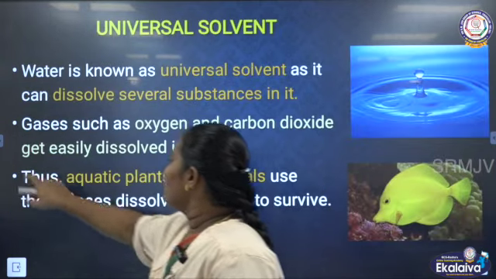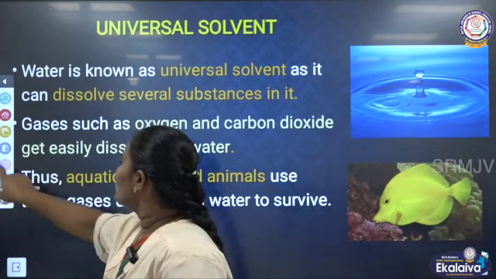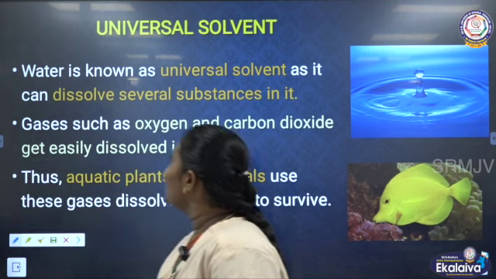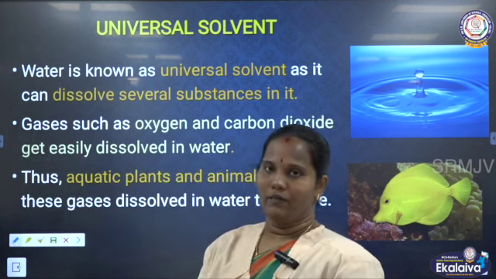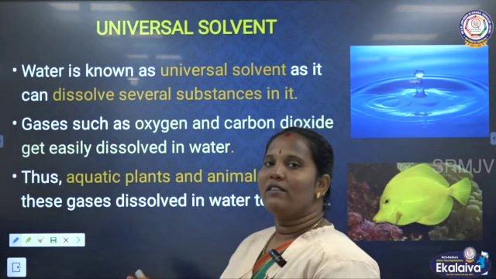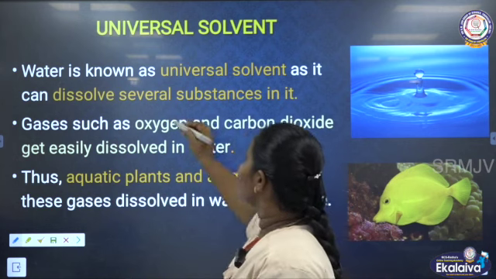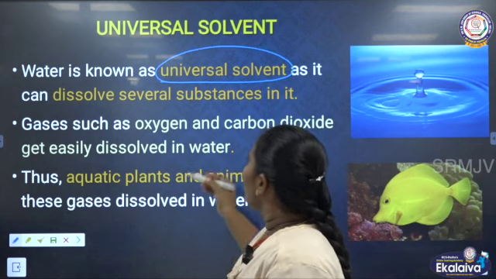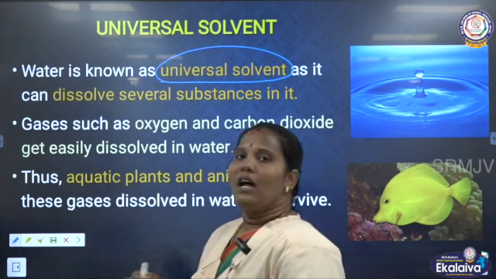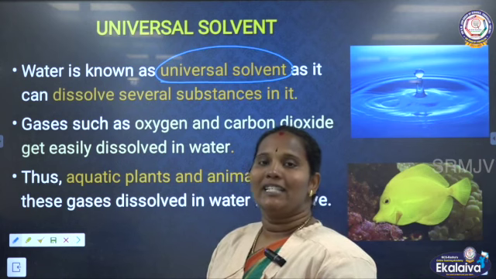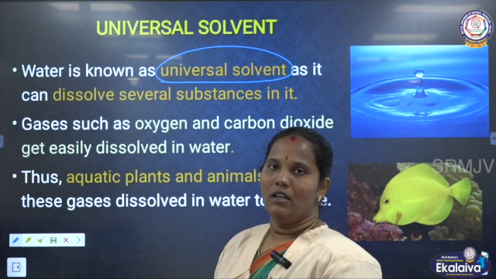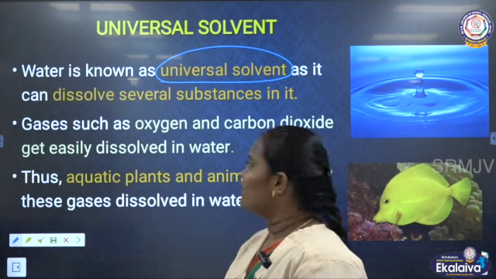See, we know that water is called the universal solvent. Universal solvent means it can dissolve many substances within it. That's why it is called the universal solvent. What are the several substances? Oxygen, carbon dioxide, some minerals, vitamins, many substances can dissolve in the water. That's why it is the universal solvent.